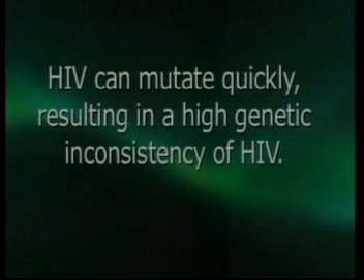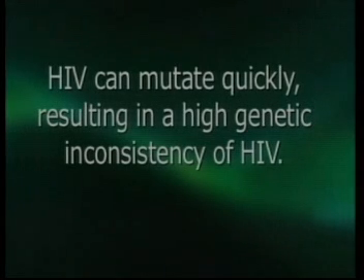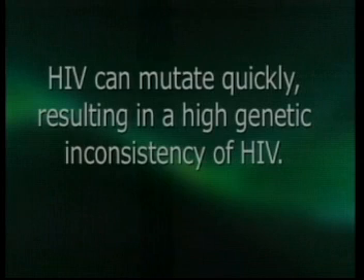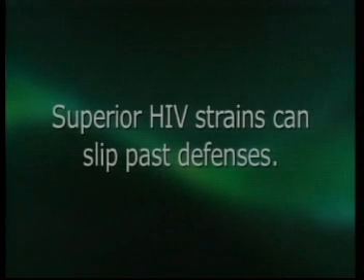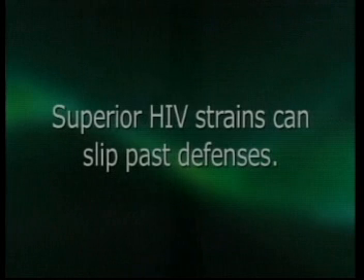Most of the mutants are unable to reproduce or are inferior to the parent virus. However, strains of the virus may be selected for. This means that they are superior to their parents and may be able to slip past defenses in the body, such as the immune system or antiretroviral drugs. Therefore, if there are more active strains of the virus in the body, it is more likely a strain that is resistant to antiretroviral drugs will be present.